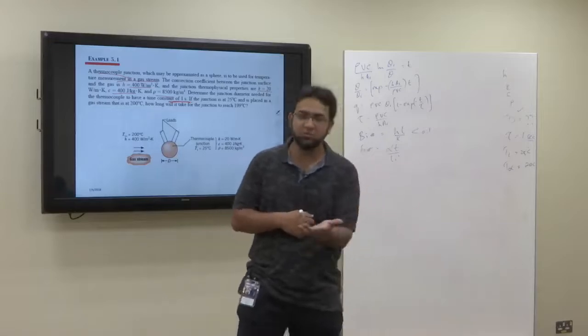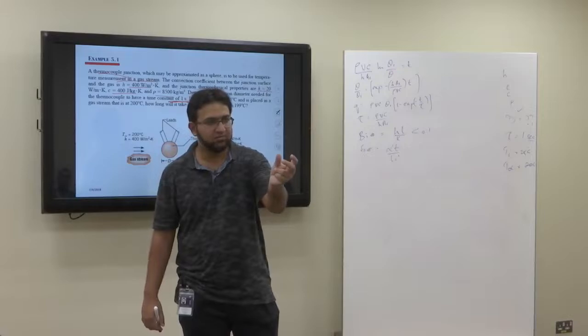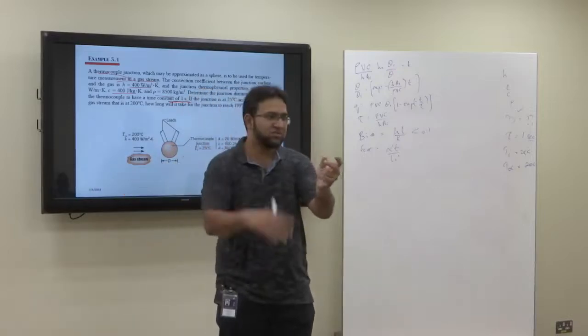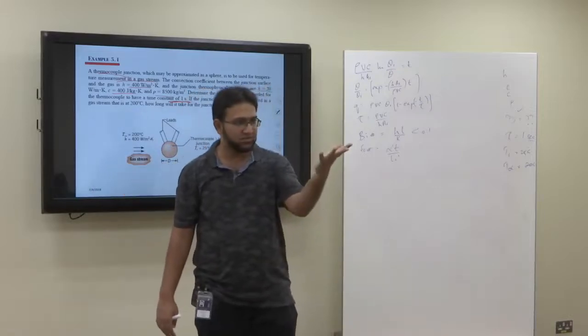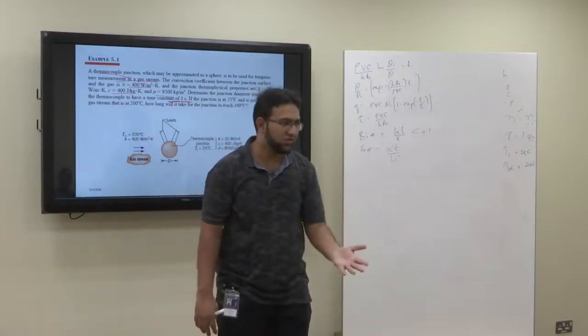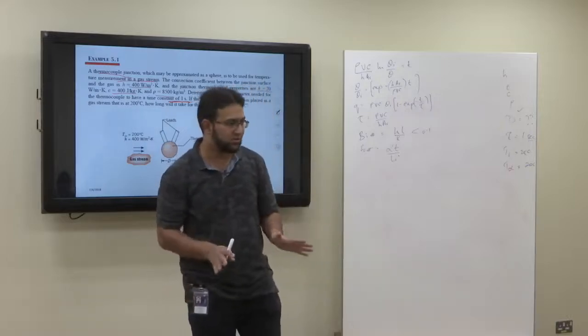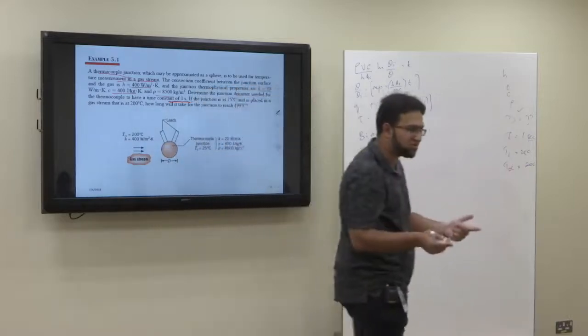How do we know it's a problem of transient case? We have a junction, its temperature was initially 25. Now as the gas stream is passing, the temperature of the junction will rise. So with time, temperature is changing. It's not a steady state. One thing is clear by the question, it's a transient state problem.